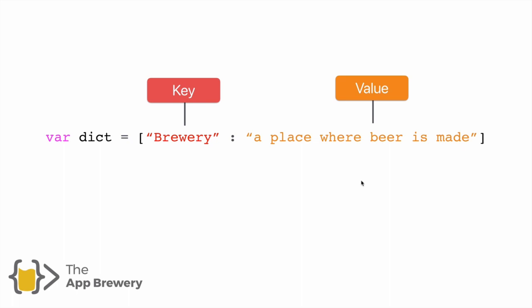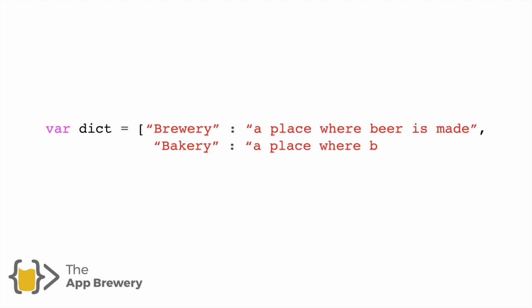Now, you're not limited to just a single entry per dictionary. You can have as many as you want. For example, we could have a dictionary where we have a brewery and the definition of a brewery, and then we could have a bakery and the definition of a bakery. So we have multiple key value pairs, which are separated by commas. In this case, in my dictionary, my key and my value have the same data type. They're both strings, pieces of text, but you can mix it up.